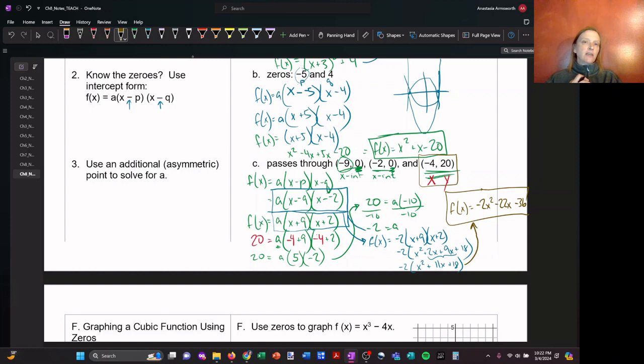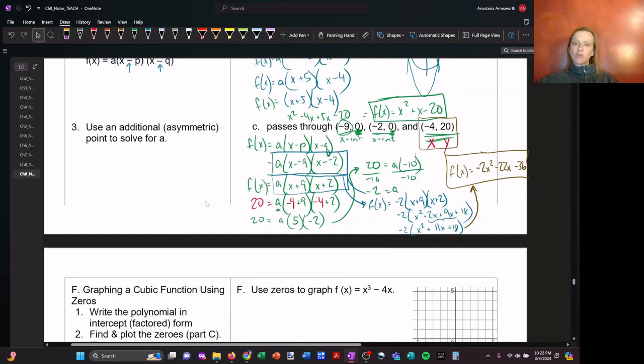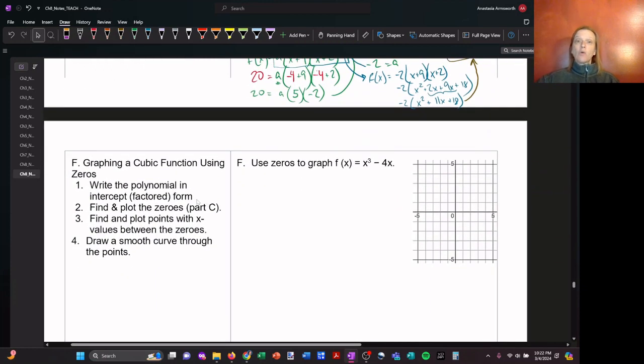I hinted at this earlier, but this strategy that we're learning works for more than just quadratic equations. It works for more than just parabola-shaped graphs. It works for cubic functions as well. So here we're told to use zeros to graph this cubic function.